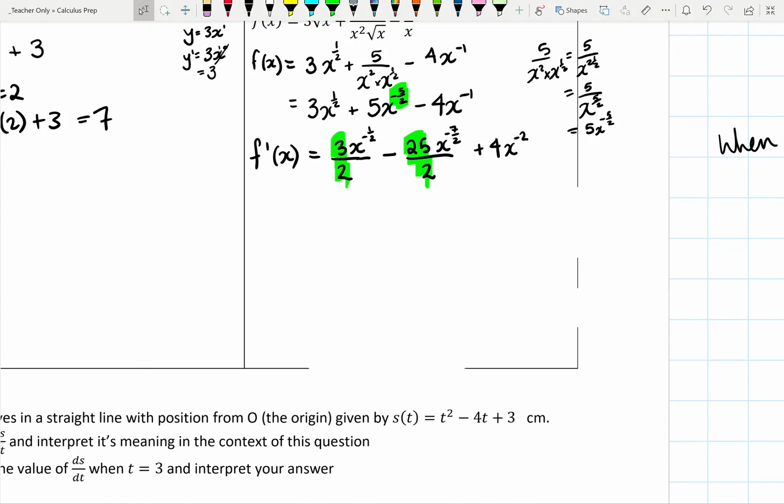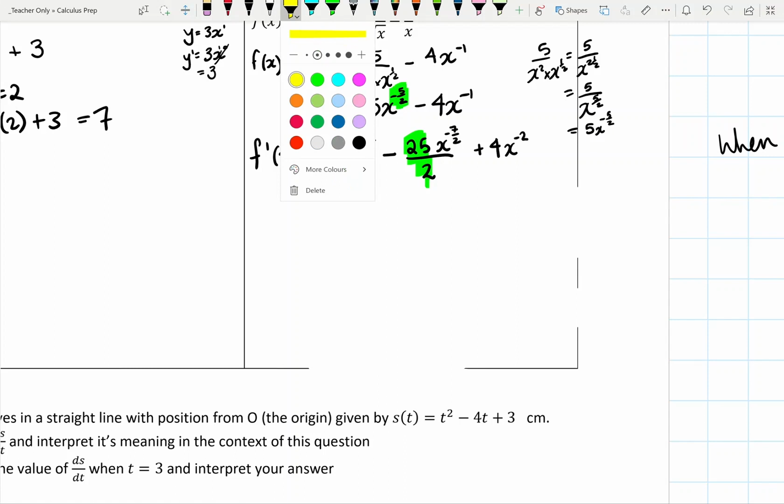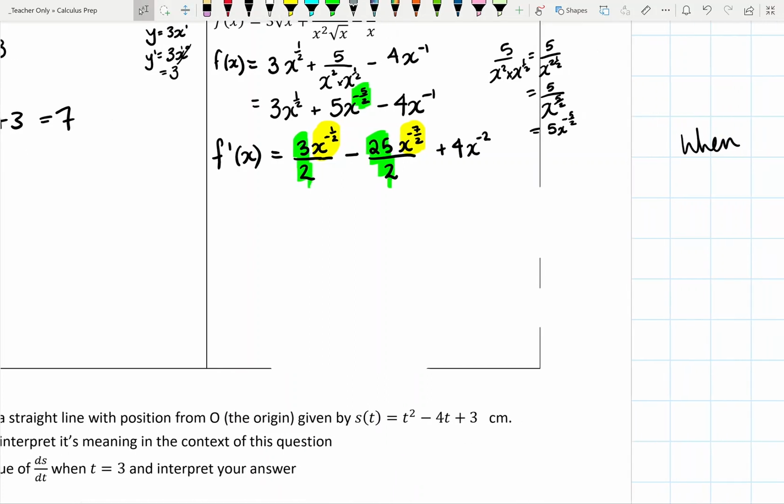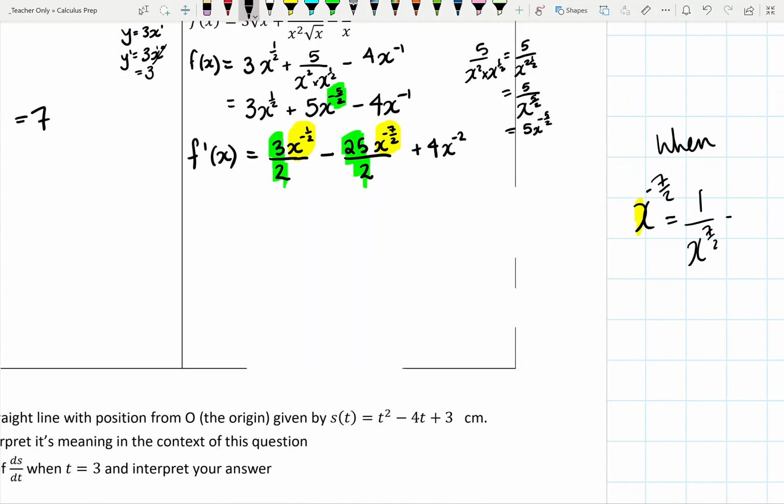Really what we need to think about is what do this x to the minus a half and the x to the minus 7 halves actually mean? Remember that x to the half is the square root of x, and so x to the minus half is 1 on the square root. X to the minus 7 halves is 1 on x to the 7 halves, and 1 on x to the 7 halves is 1 on the square root of x to the power of 7. And if you're not sure about that, you need to go and review your index laws.